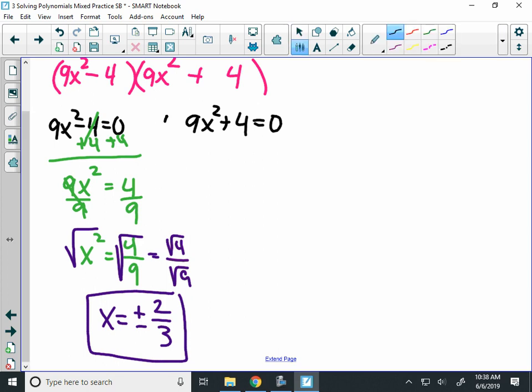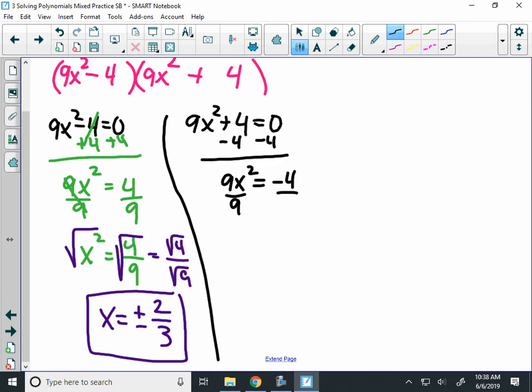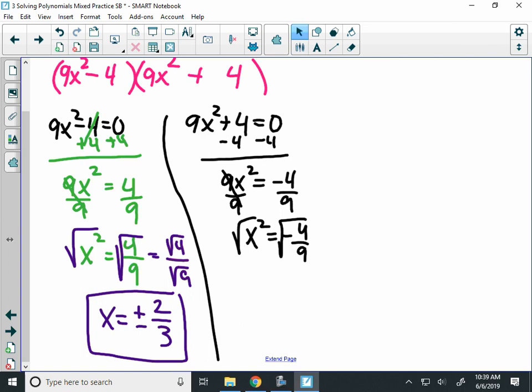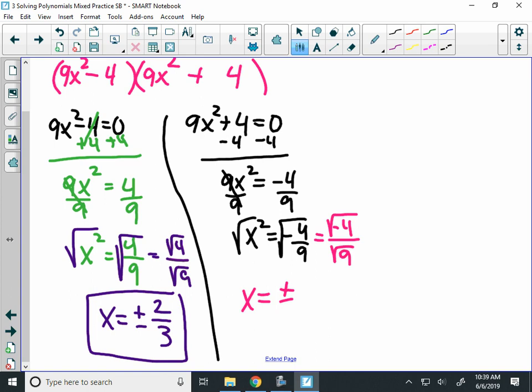Now the other guy, same kind of thing. I'll start by subtracting 4. We're going to have a very similar answer here with one difference. I have a negative when I take my square root, which means that my answer is going to have an i. Okay, so let me do this. I'll have the square root of negative 4 over the square root of 9. Square root of negative 4 is 2i, and the square root of 9 is 3. Plus or minus in front. Those are all 4 solutions.